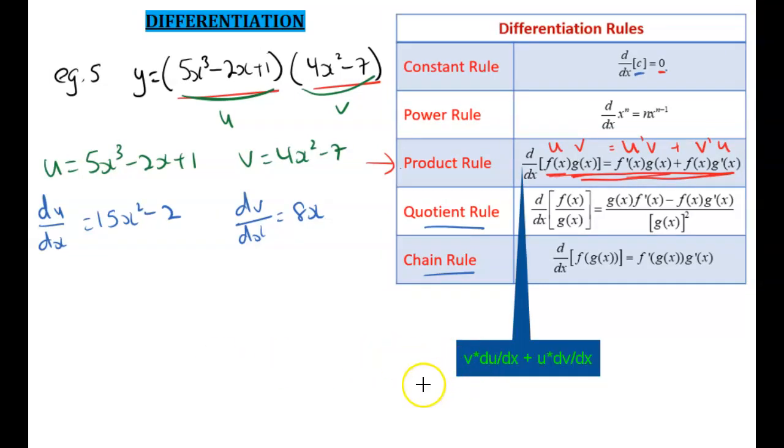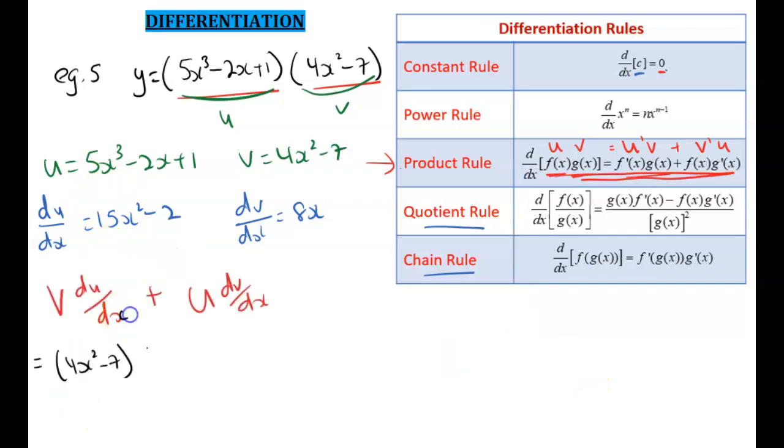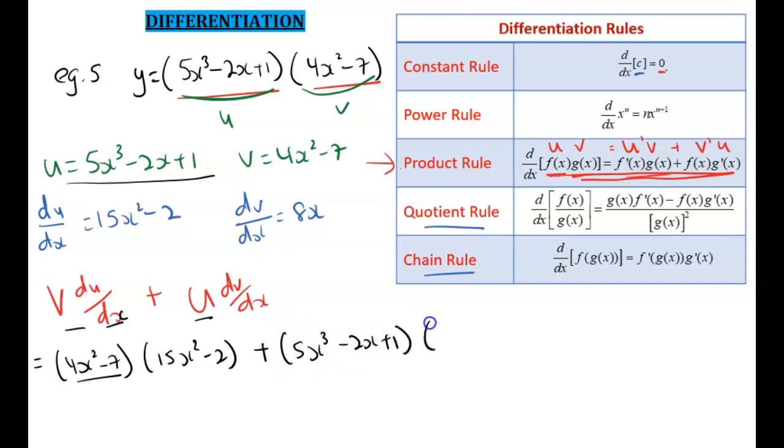In this equation here, where I have v by du dx and then u by dv dx, now I just have to substitute. Just substitute in here now. This is my v. My du dx will be 15x squared minus 2. Substituting this and this. Put them at my plus. U now would be all of this, so 5x cubed minus 2x plus 1, and multiplied by dv dx now, which would just be 8x. Now this is just a big expansion, right? So you have to multiply these two like this and just keep going.